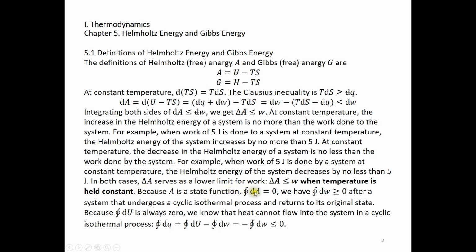Because A is a state function, we know the cyclic integral of dA is 0. And then we can evaluate the cyclic integral of both sides. We have the cyclic integral of dW greater than or equal to 0 after the system undergoes a cyclic process and returns to its original state. And because the cyclic integral of dU is always 0, because U is a state function and the cyclic integral of any state function is 0, we have the cyclic integral of dQ is equal to negative cyclic integral of dW, and that's always less than or equal to 0.